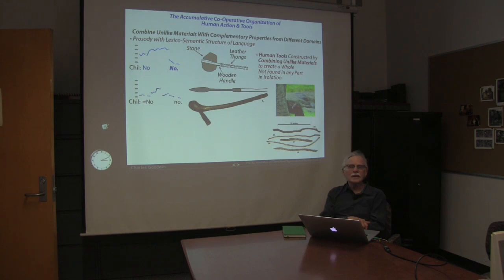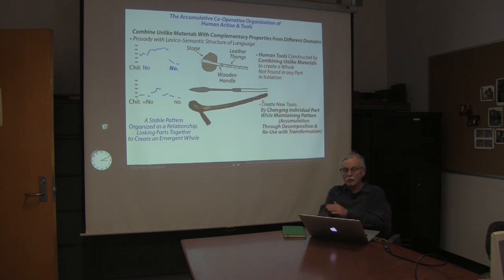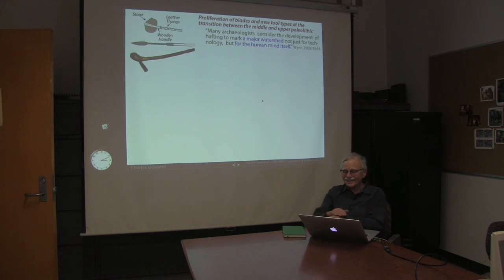So I think there's a really unique difference between human tools and most other tools in the sense it's made from parts and thus provides all these things of accumulative transformation, different actors contributing different materials, etc. It's a stable pattern organized as a relationship. And we already looked at this. You can create new tools by keeping the pattern the same, but modifying the elements within it. Okay, and where this happened, as I said earlier briefly, it happened in Africa during the Middle Stone Age, which I think is where the modern human mind emerged. I may think that, maybe I'm wrong, it's up to debate, but let's just put that out for now.